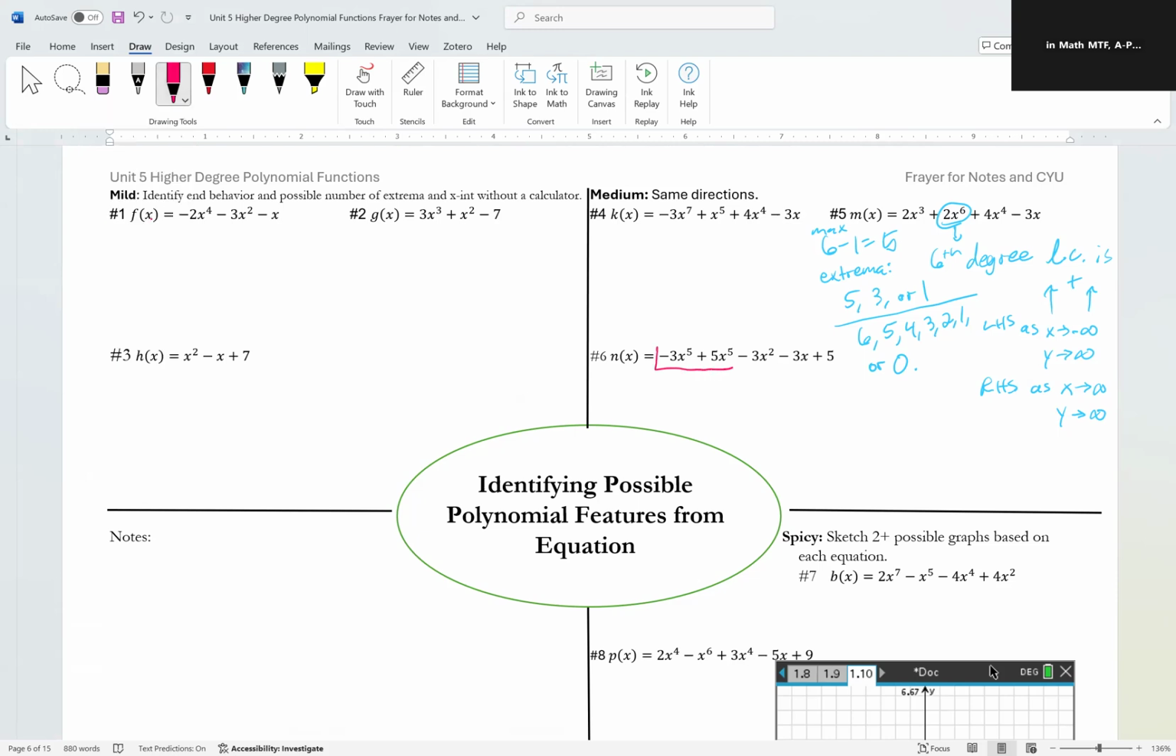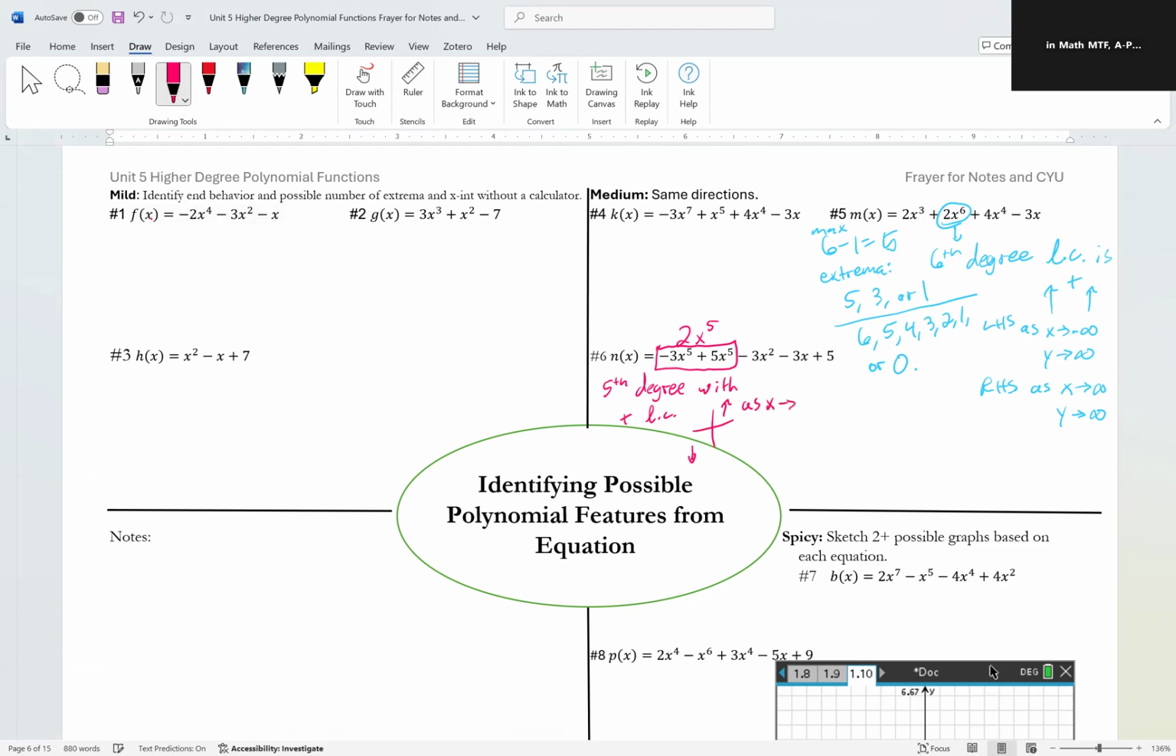Number 6 here was actually a little tricky, and I can't remember if I did this intentionally or not, but I would point out that those two terms are like terms. If you simplify that, that comes out to be a positive 2x to the fifth. So it is fifth degree, but we do want to notice that that is a positive leading coefficient. And so the end behavior overall, this function is increasing. That's roughly what my end behavior would look like.